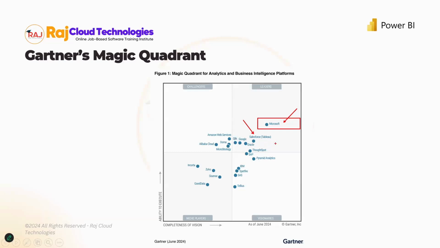Now you can see the growth here, okay? And if you go to the past and search for Gartner's Magic Quadrant, you'll see that Microsoft has been there as a leader and has been topping the chart for a long, long time, okay? The tool has grown like anything. The tool has evolved like anything.